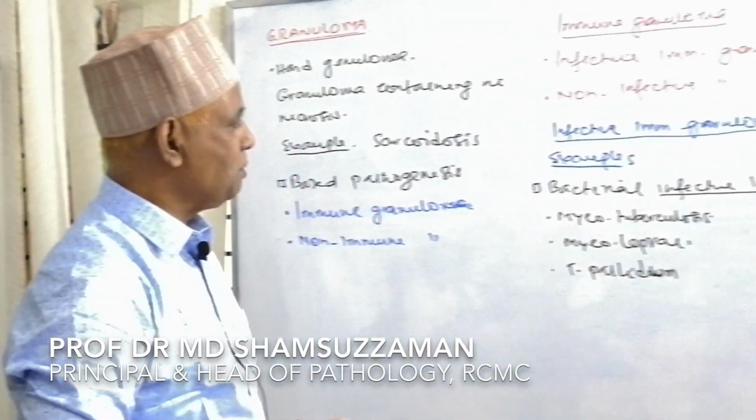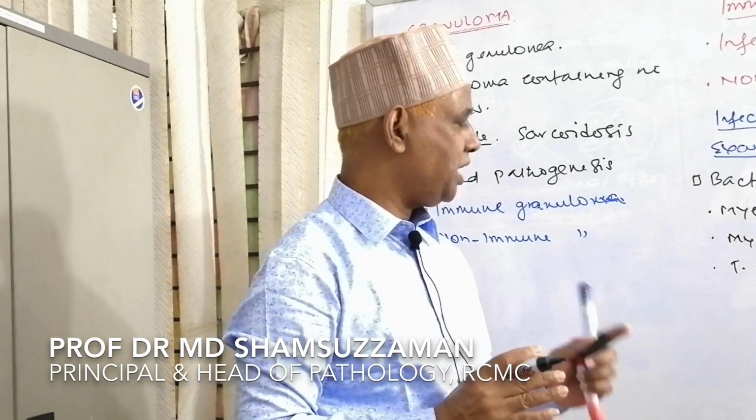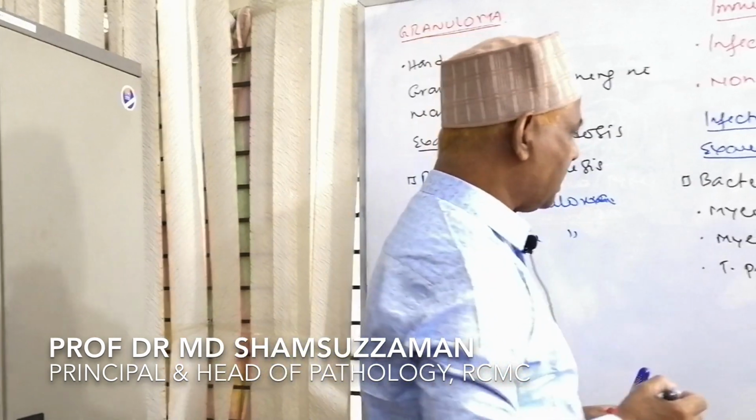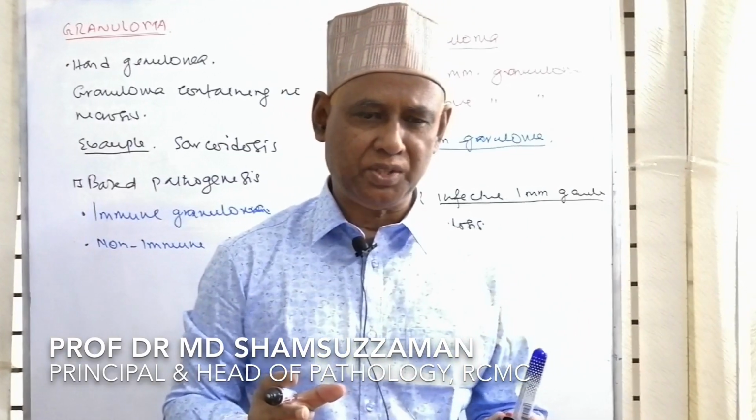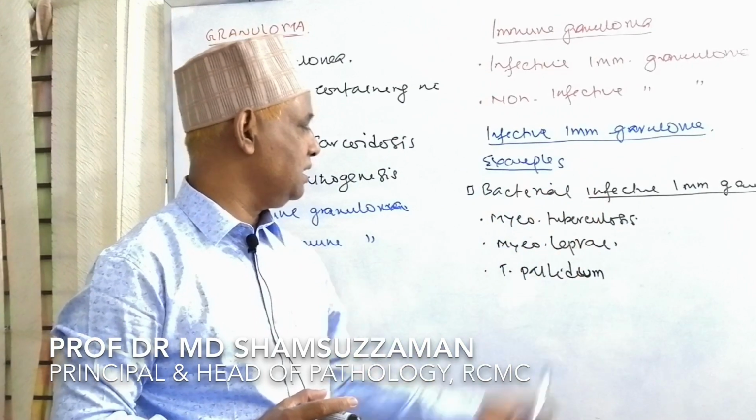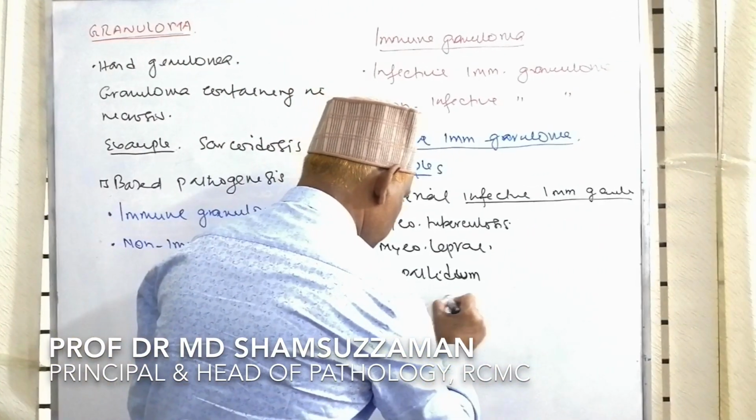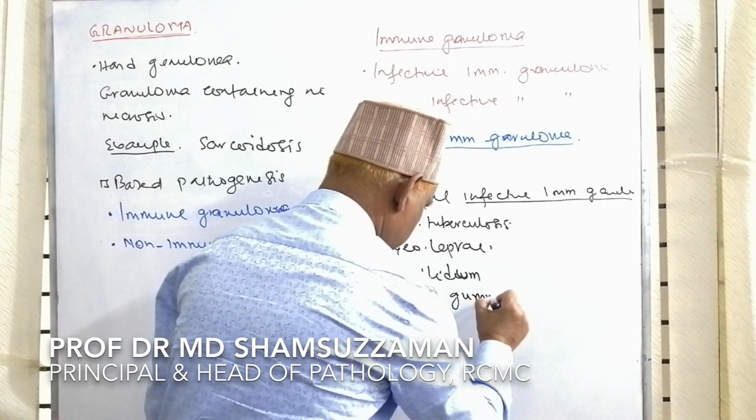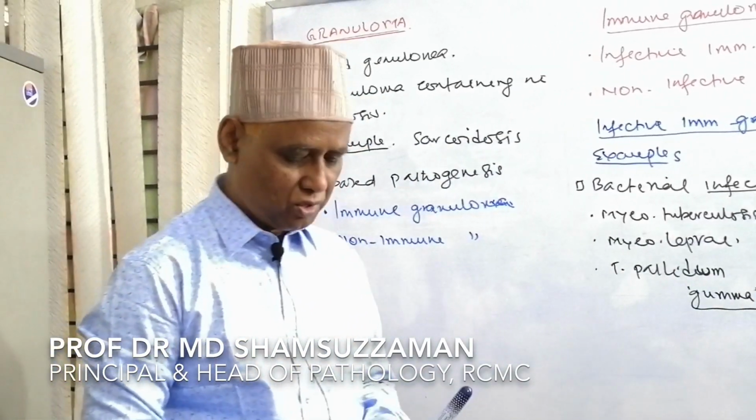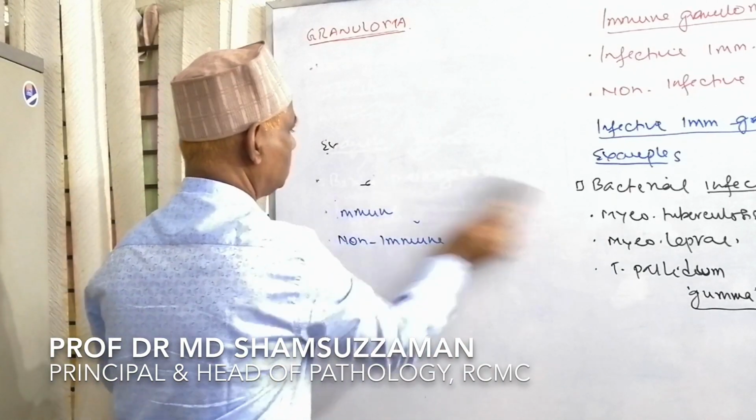Dear audience, you know Treponema pallidum causes syphilis. At the site of syphilis, we get a granuloma. The granuloma of tuberculosis is called tubercle, and the granuloma found in syphilis is called gumma. So what is gumma? Gumma is the granuloma that is found in syphilis caused by Treponema pallidum.